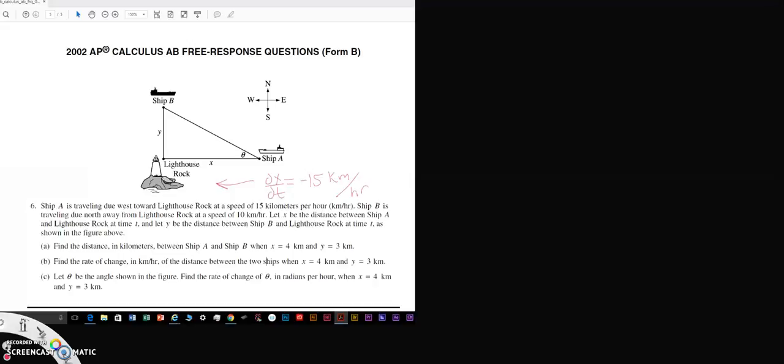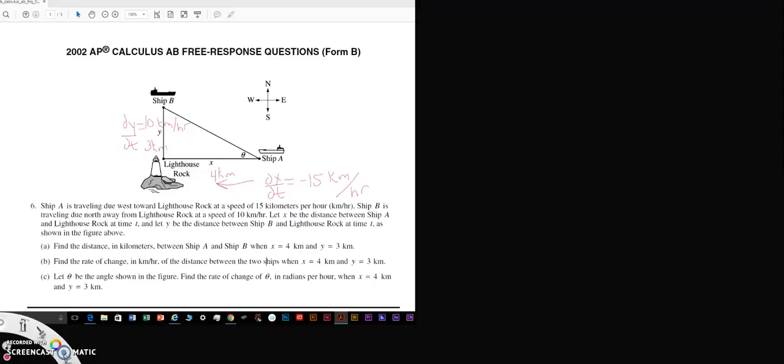And it says ship B is traveling due north at a speed of 10 kilometers per hour. So dy/dt is positive because he's traveling away, so that distance is growing. Let x be the distance between ship A and Lighthouse Rock at time t, and y be the distance for ship B. Now it says find the distance in kilometers between ship A and ship B when x equals 4 kilometers and y is 3 kilometers.